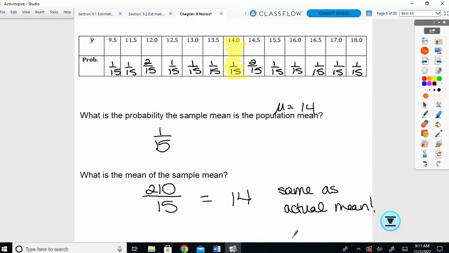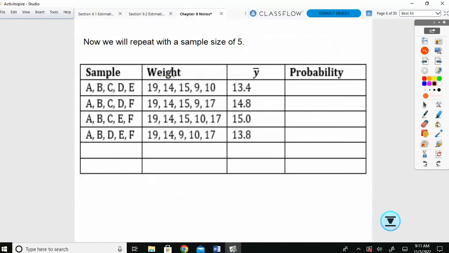Okay, that could have been just luck. So let's try this again, but I'm going to take a bigger sample. So I'm going to say I have a sample of 5 pumpkins. I'm going to take 5 of those 6 pumpkins and find the average weight. So every possible combination of 5, A, B, C, D, E. So basically you're leaving 1 pumpkin out at a time. So I could leave out pumpkin F, I could leave out E.